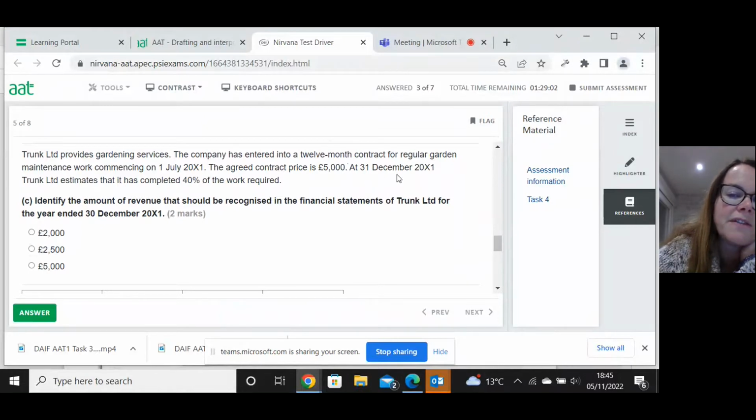But we go on, at the 31st of December X1, they estimate it has completed 40% of the work required. So the fact that they've only done 40% of the work is going to override the fact that 6 months or half of the time has passed, because what we have to do with revenue is match it to the work that is being done, the contractual obligation for the revenue being received. So actually that 40% is more important than the number of months that have passed. So we're going to do 40% of 5,000, which gives us an answer of £2,000.